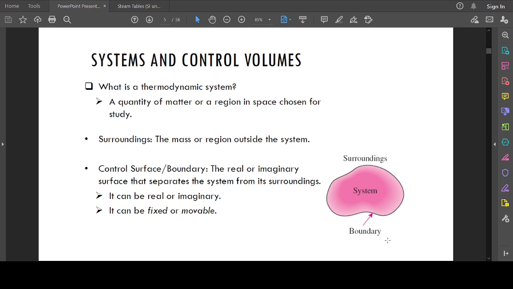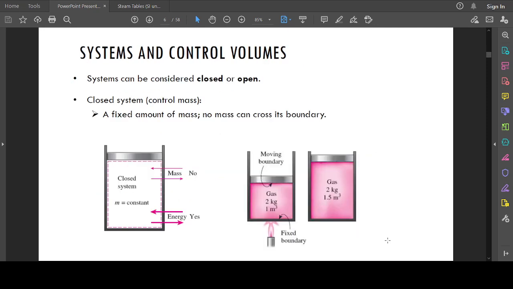Now, the control surface or the boundary could be either real or imaginary, and in other cases, it could be fixed or movable. So systems and control volumes: the systems can be considered closed or open. A closed system will always have a fixed amount of mass, and there will not be any mass going across the boundary. But a closed system can have either a fixed boundary or a moving boundary. In the example given here, this is the moving boundary.